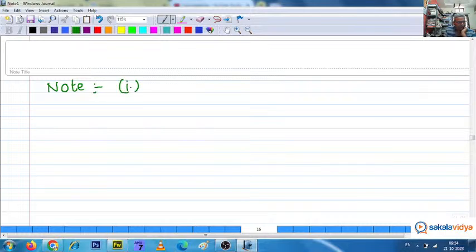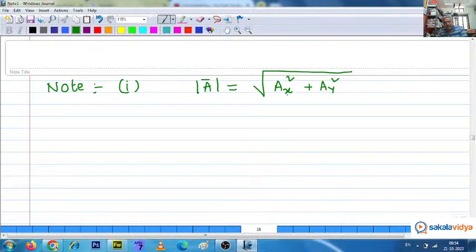First point. See here, modulus of A bar is equal to root of Ax square plus Ay square. That means the horizontal component square plus the vertical component square.